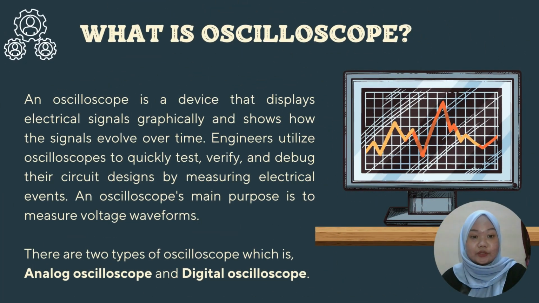What is an oscilloscope? An oscilloscope is a device that displays electrical signals graphically and shows how the signals evolve over time. Engineers will utilize the oscilloscope to quickly test, verify and debug circuit designs by measuring electrical events. An oscilloscope's main purpose is to measure voltage waveform. There are two types of oscilloscope, which are analog oscilloscope and digital oscilloscope.